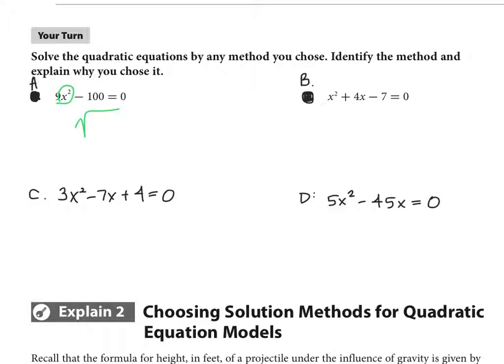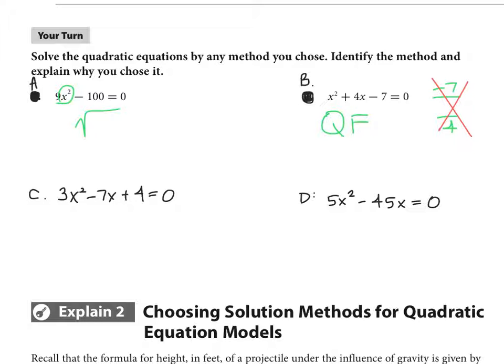On B, I notice it's not square root because it's got an x term in it, so I'm going to try factoring. So I'm going to do top number is -7, bottom number is 4, and it shouldn't take that long for me to realize that that is not going to work. That's not a viable option, because I can't come up with numbers that multiply to -7 and add to 4. So this is one that I'm going to end up having to do quadratic formula on.